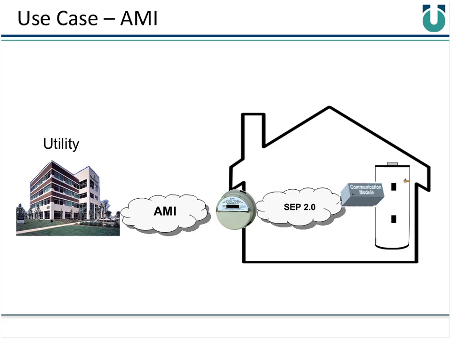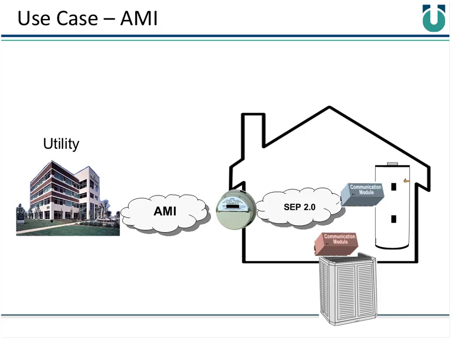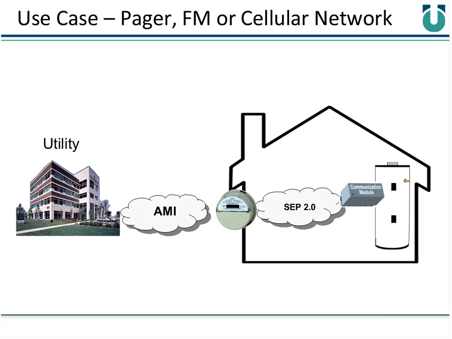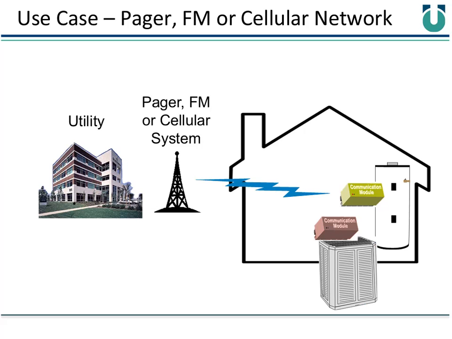Now, if you've got a utility that's using their AMI system to do that same kind of signaling, again, you just need to have the correct type of modules available for hot water heater, air conditioning. Again, here we're still in a simple demand response, but let me go back to the previous scenario. This doesn't even assume that the company has an AMI system in place.